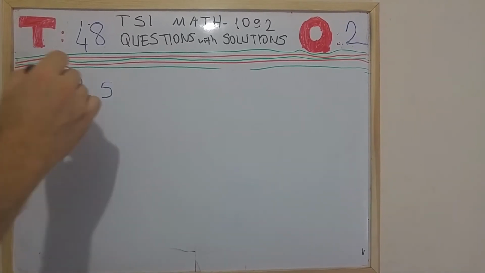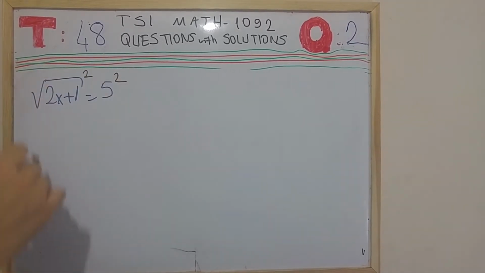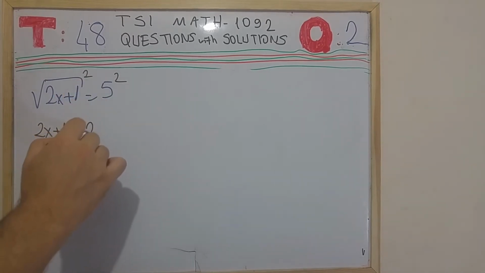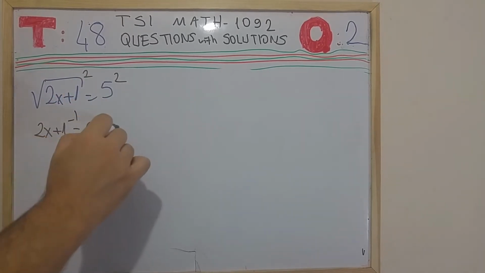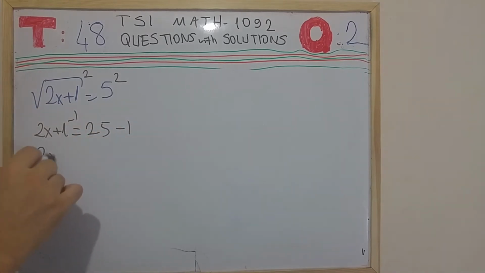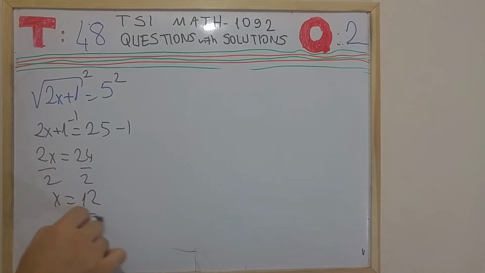When I take the square of each side in this question too, what I have is 2x plus 1 is equal to 5 squared, 25. Now let's subtract 1 from each side, so I have 2x here, which is equal to 24. When I divide each side by 2, I have x, which is equal to 12.